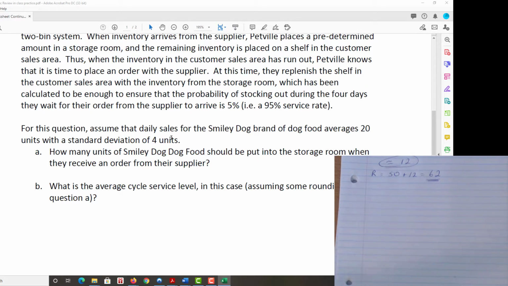For this question, assume that daily sales for Smiley Dog brand dog food averages 20 units, standard deviation of 4. How many units of Smiley Dog food should be in the storeroom when they receive an order from their supplier? Okay.